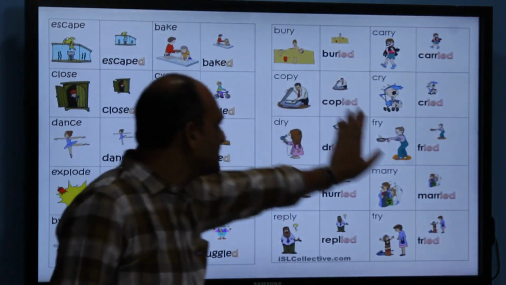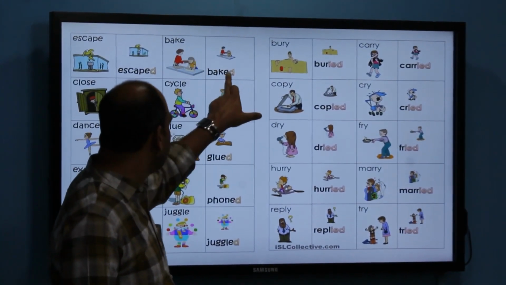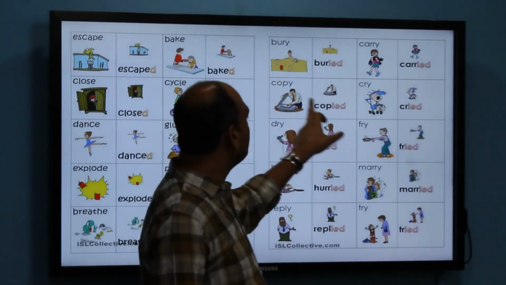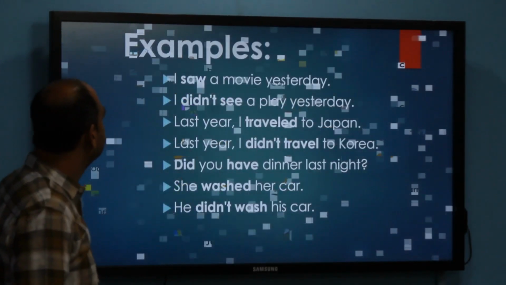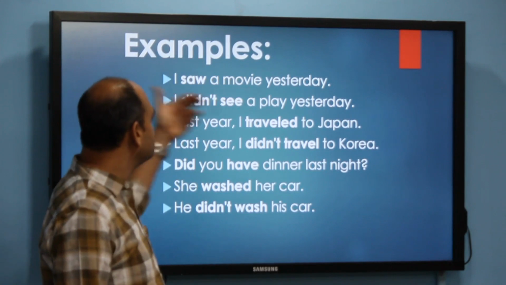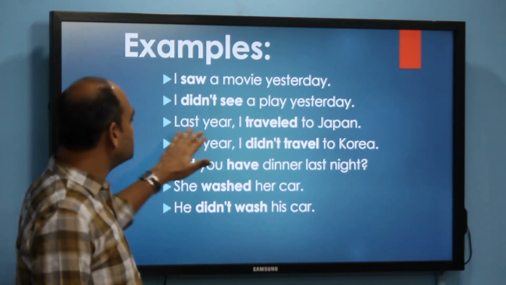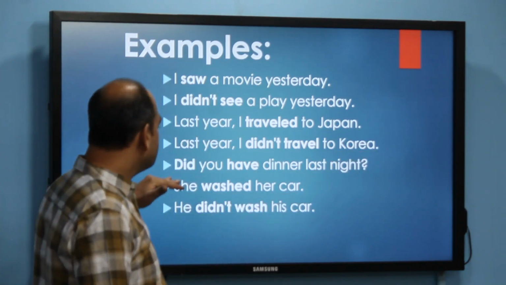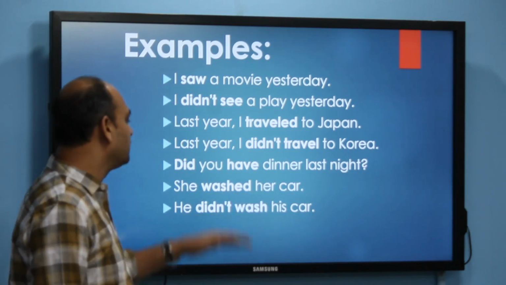And some examples are given here of how this form changes, like escape becomes escaped, bake becomes baked, and so on, glue, phone, hurry, copied, fried, and dried. Some examples for you to make things comfortable for you. I saw a movie yesterday. I didn't see a play yesterday. Last year I traveled to Japan. Last year I didn't travel to Korea. Did you have dinner last night? She washed her car and he didn't wash his car.